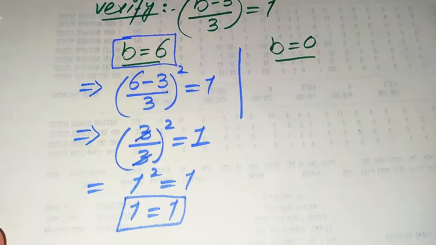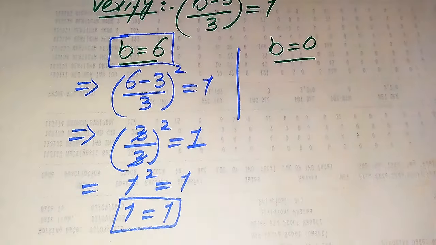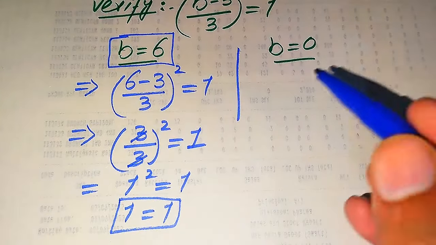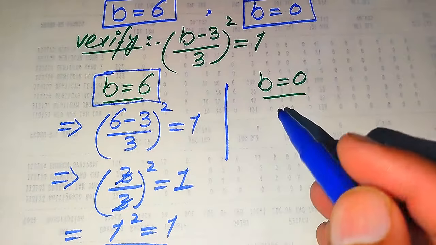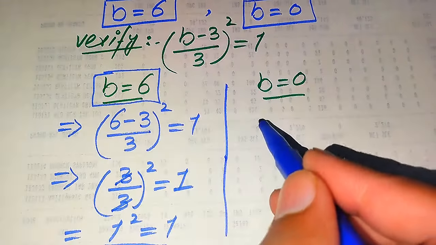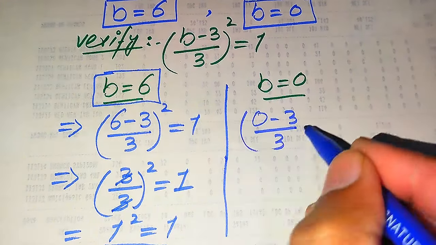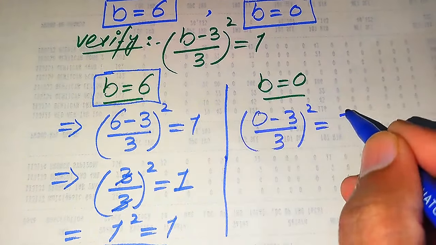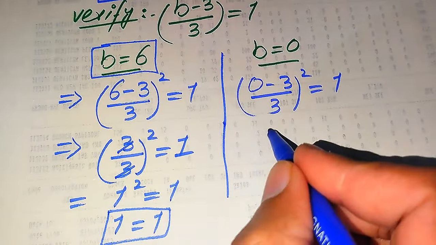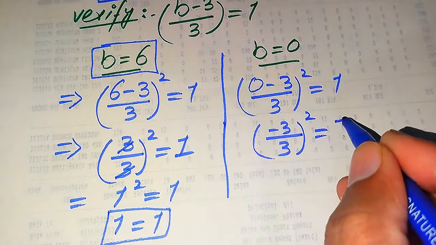This means that b equals 6 satisfies our given question statement. So here further we need to verify the second value of b. We substitute b equals 0 into the left hand side, and it becomes (0 minus 3) divided by 3, whole square, equals 1. And 0 minus 3 becomes minus 3, divided by 3, whole square, equals 1.